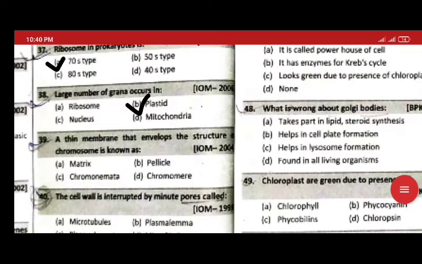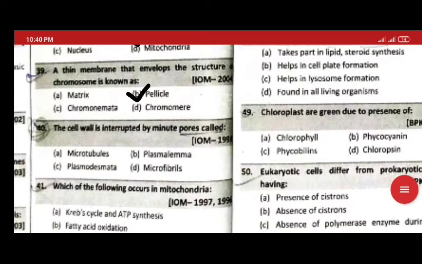Now, a thin membrane that envelops the structure of chromosomes is known as what? That thin membrane is called pellicle. So B is right. Now the cell wall is interrupted by minute pores. What are these minute pores called? Plasmodesmata.